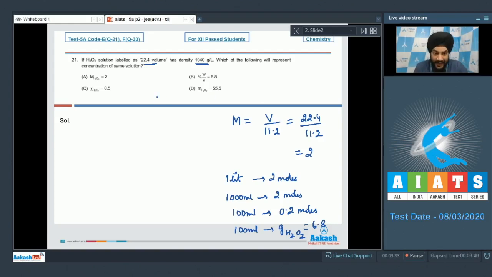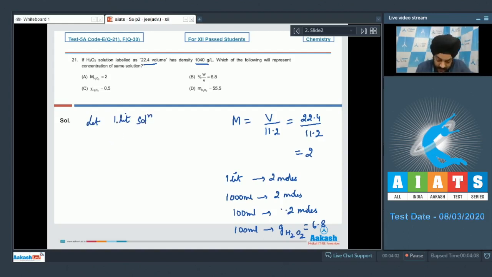Now if we talk about the molality and the mole fraction of H2O2, students, we can first find out the molality. So if we talk about the molality, we have the density of the solution and we have the molarity. So using these two numbers, we can find out the molality. So let us assume that 1 liter of the solution be taken.